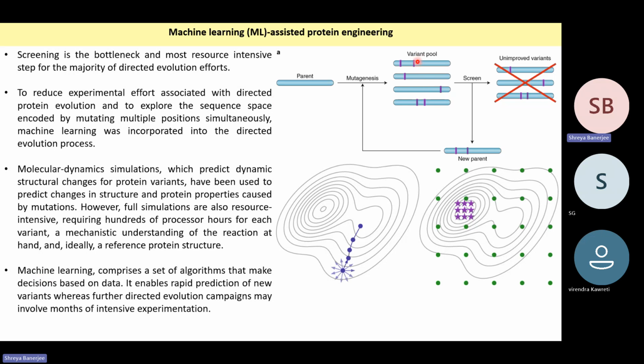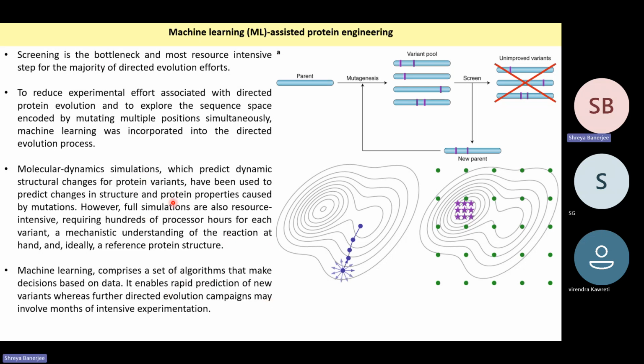Now from the mutated proteins, it can look at their structures and eliminate those which do not have the desired function. So it is basically narrowing down the number of experiments you have to do. Instead of doing experiments on, say, 50 mutants, it is screening out 40 mutants because they don't have the structure which will result in the function we want. So based on known data, machine learning is taking that decision to narrow down the number of possible experiments that have to be done. So it enables rapid prediction of new variants, whereas if we use only experiments, it would take too long.